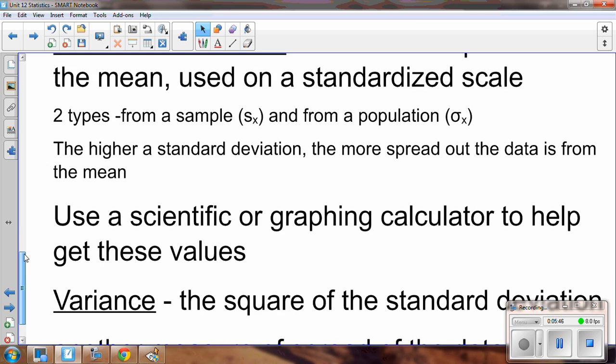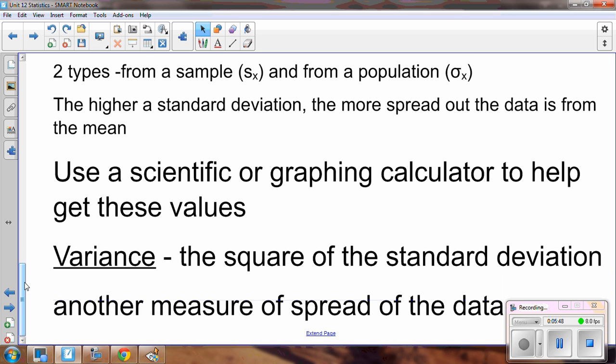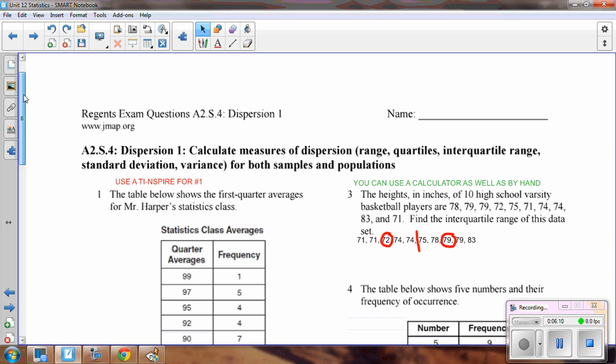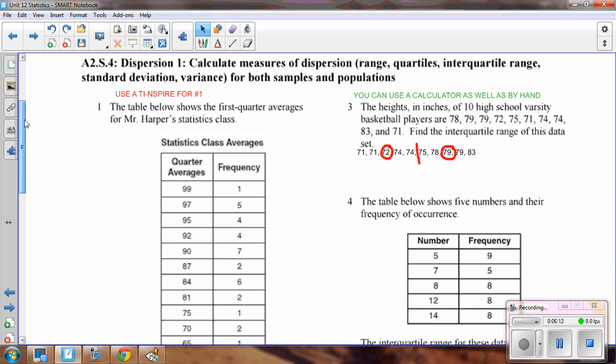Like I said, we're going to be using a calculator to help get these values. And if you square your standard deviation, you're going to get a variance, which is another measure of spread of the data. You think of it as how variable your information is from the center. Okay, let's look at a couple of questions, and then we will cut the video and move on to another set of questions video. So here's some things that you're going to learn how to do.